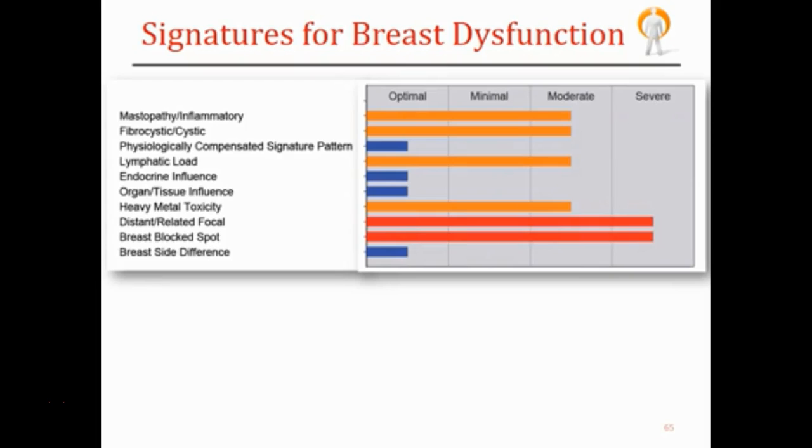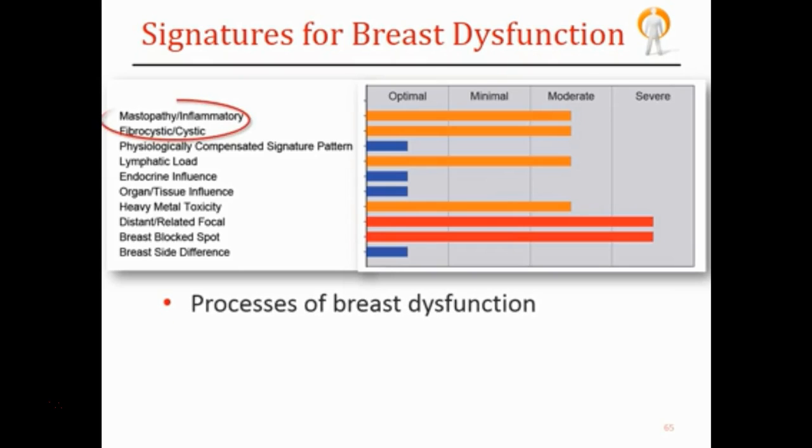The illustration of signatures and gradings for breast dysfunction is helpful because it gives you a visual of the degree of dysfunction in the breast as well as in the underlying influences. The signatures for breast dysfunction in particular are the mastopathy inflammatory and the fibrocystic cystic patterns, as well as the breast block spot and side difference, which is the temperature symmetry.